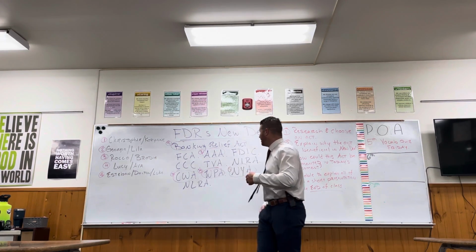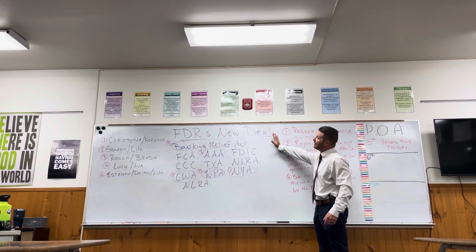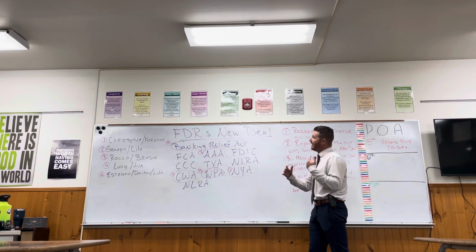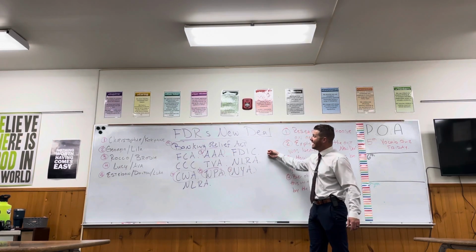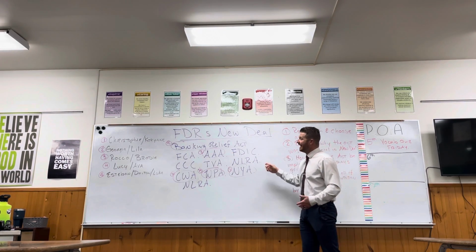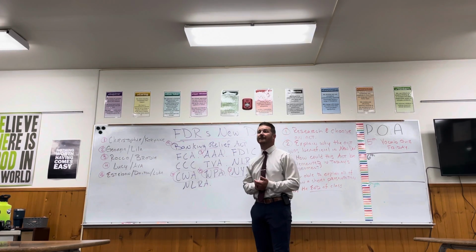So the New Deal, all of these things were put into place in order for Americans to get back their money, to get food, to make sure that their money's protected next time if this happened, and also to get people back to work.